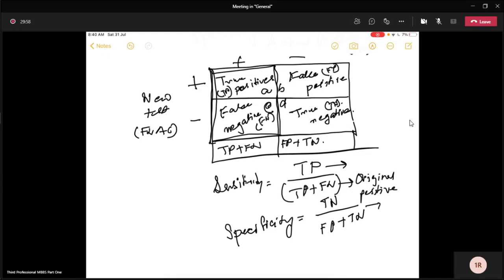Among those who has been tested positive by the new test, new test এ কাকে কাকে পজিটিভ ধরা হয়েছে? Sir, true positive and false positives. Very good. True positive plus false positive. তাদের মধ্যে কজন actually positive আছে? True positives. True positives. So you will look along the row now. So this is the formula for positive predictive value. Positive predictive value.